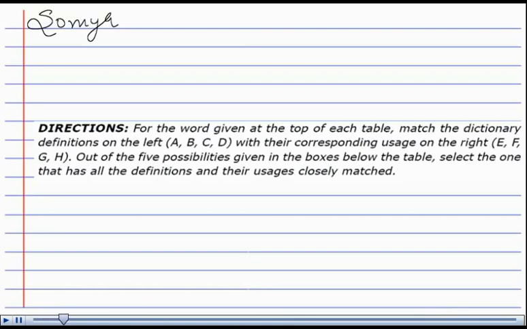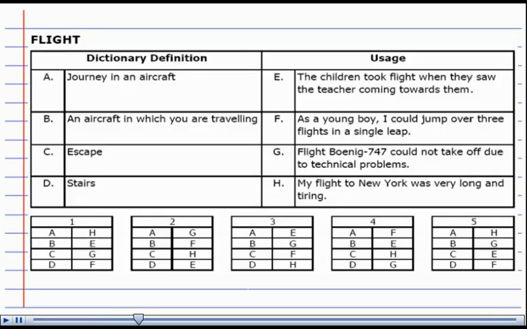Directions. For the word given at the top of each table, match the dictionary definitions on the left, A, B, C, D, with their corresponding usage on the right, E, F, G, H. Out of the 5 possibilities given in the boxes below the table, select the one that has all the definitions and their usage closely matched. You can clearly see the tables.